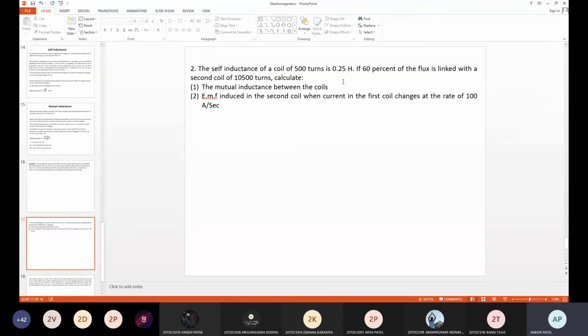Self-inductance is given here. If 60% of flux is linked with a second coil of 10,500 turns, calculate the mutual inductance between the coils. Second, the EMF induced in the second coil when the current in the first coil changes at the rate of 100 ampere per second. So what are the given data in the circuit?